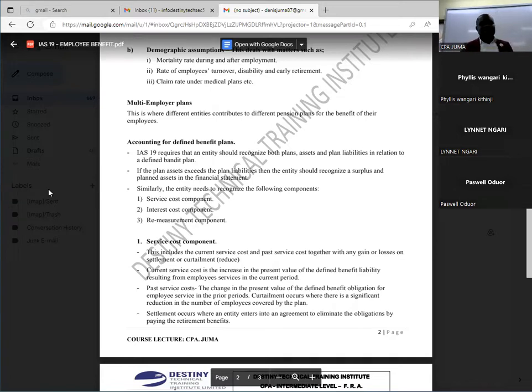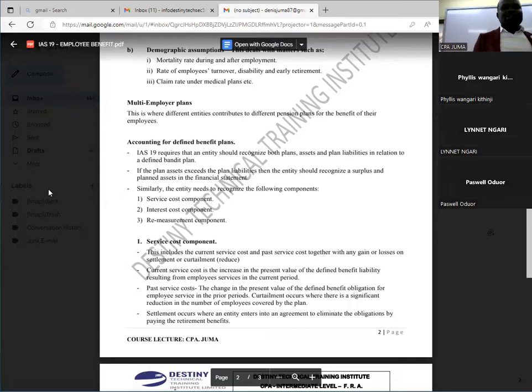So IAS 19 requires that an entity should recognize both plan assets and plan liabilities in relation to a defined benefit plan. Plan assets is what you have saved in the scheme. Whatever obligation you have in the scheme, because sometimes you have not contributed, is called plan liability. Scheme is what we'll be calling the plan. It can also be called fund. Fund, scheme, plan, one and the same.